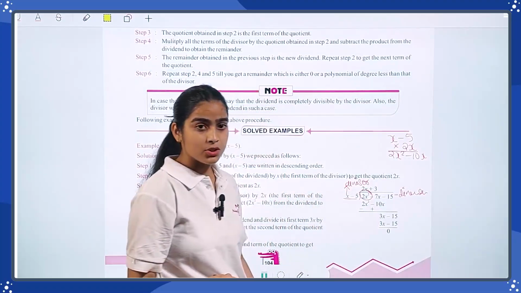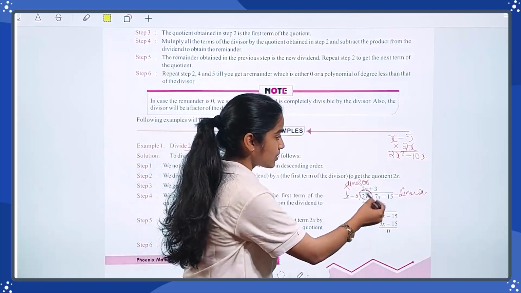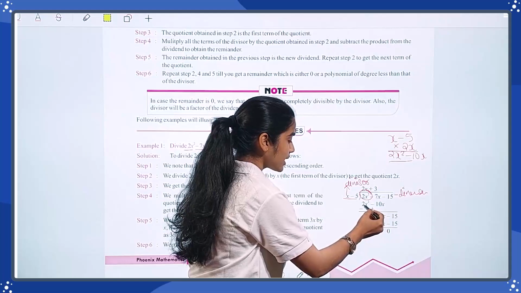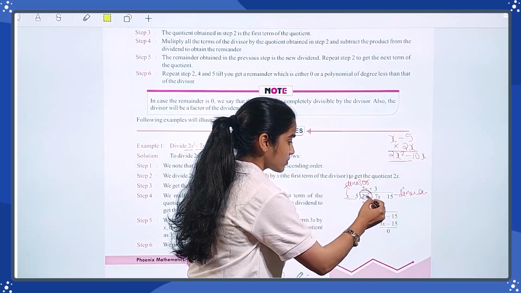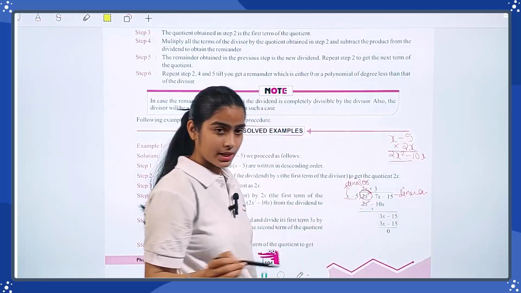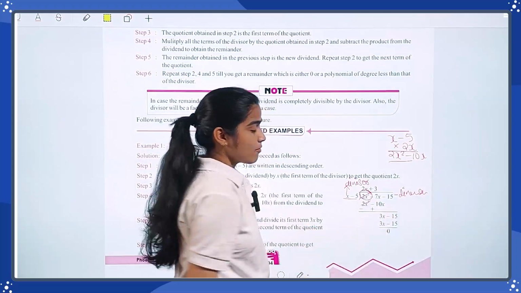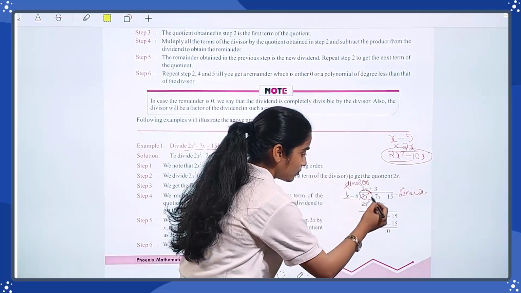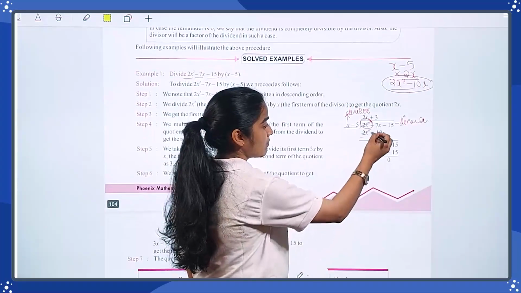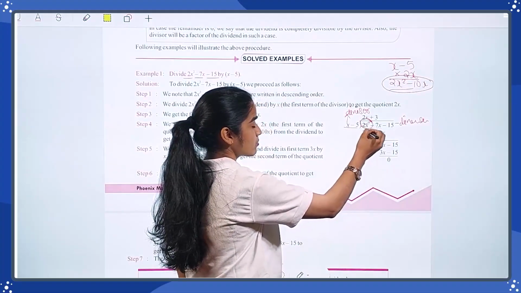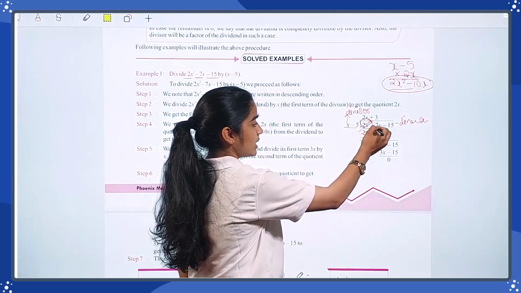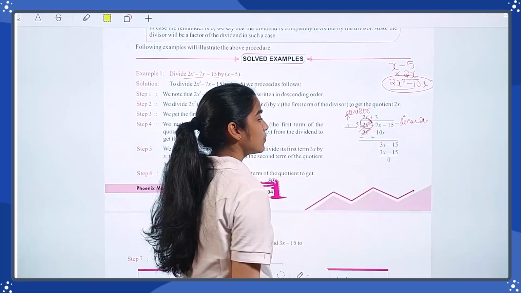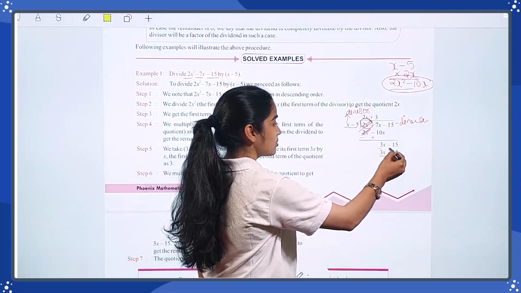Now, as in a normal division method with numbers, you have to subtract this answer from your dividend: 2x square minus 7x minus 2x square minus 10x. 2x square and 2x square cancel out. One more thing: when you are putting your new term here, you have to take the opposite sign of it. Here we have minus, so we take plus. Here we have plus, so we take minus. Plus minus is minus, so minus 10x minus 7x is 3x.